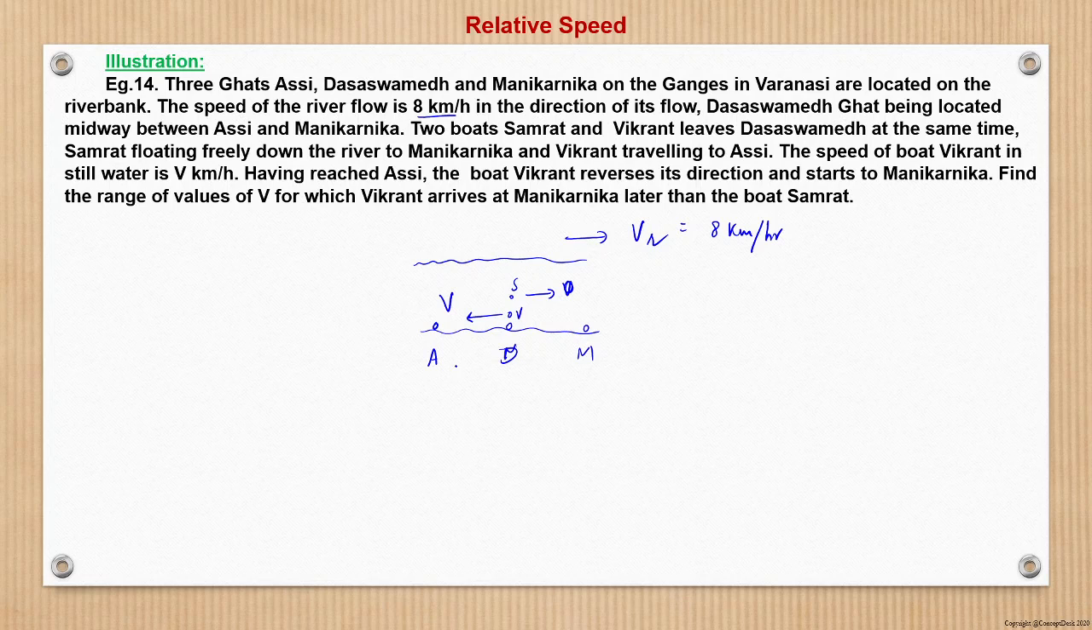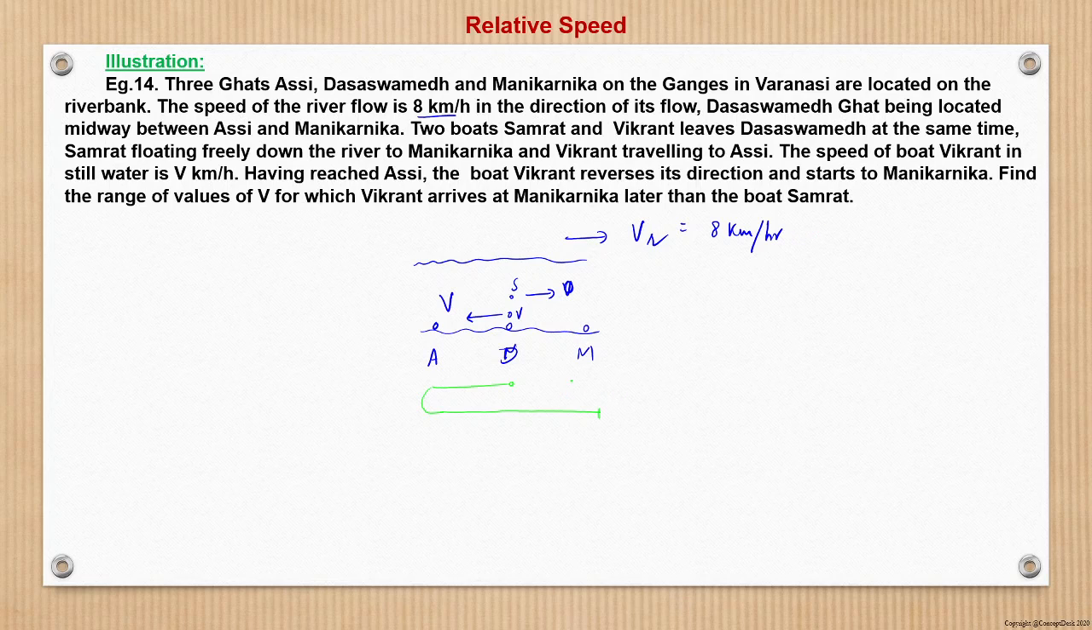Having reached Assi, what happens? Now we track the movement of Vikrant. Vikrant starts here, reaches Assi, then turns back and goes to Manikarnika. Find the range of values of V for which Vikrant arrives at Manikarnika later than the boat Samrat.